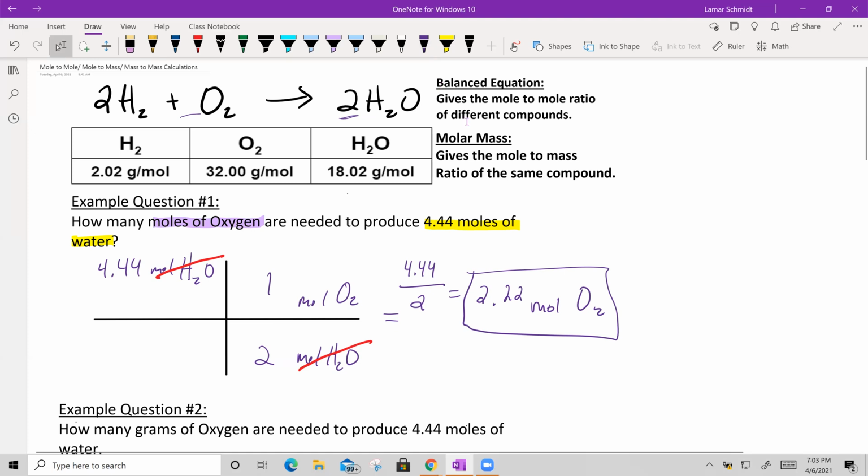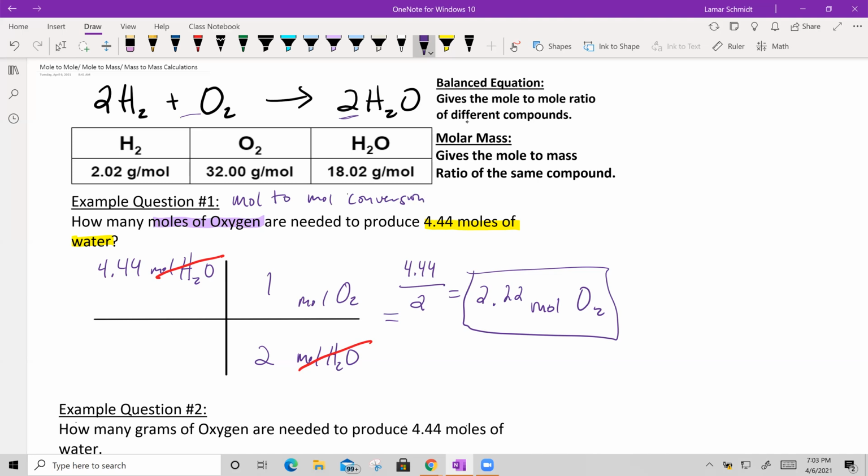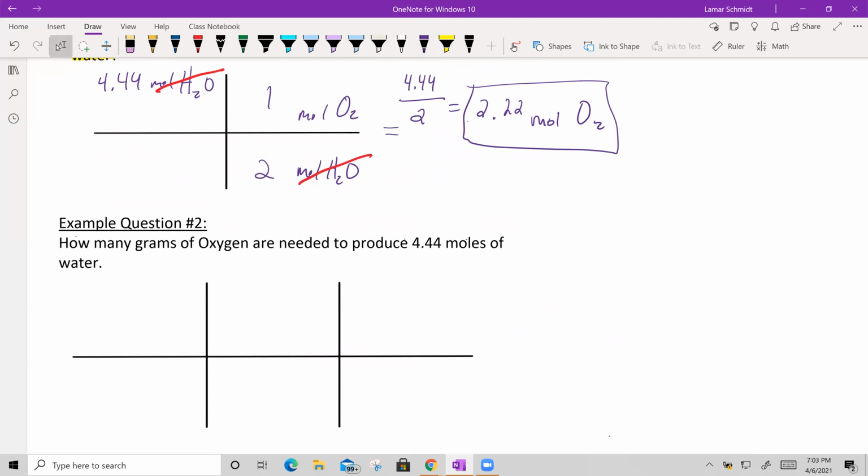And in this example, example 1, we just used a mole to mole conversion. And you'll know you need a mole to mole conversion if they ask you how many moles and they give you moles. You see that? All right, let's go to example 2.